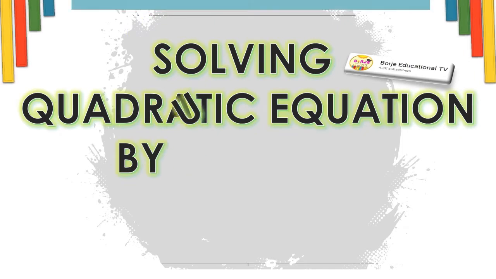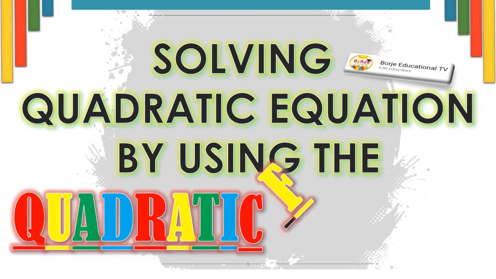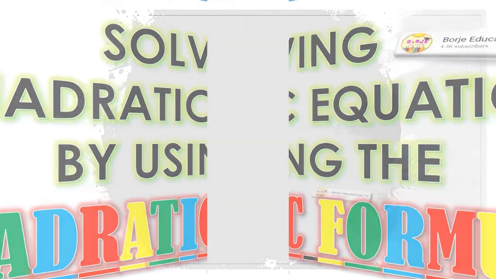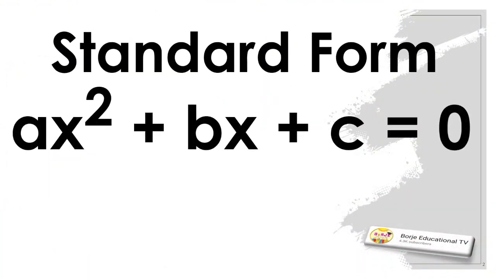For today's lesson, we're going to discuss solving quadratic equations by using the quadratic formula. Before we can use the quadratic formula, we're going to first rewrite the equation into its standard form, ax squared plus bx plus c is equal to 0.